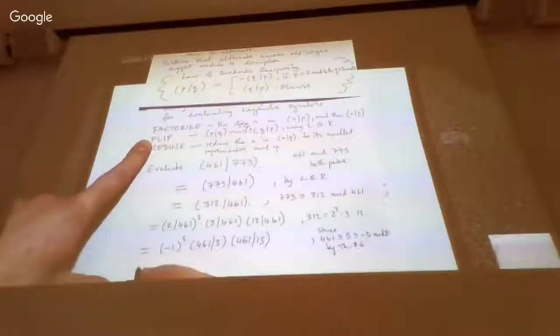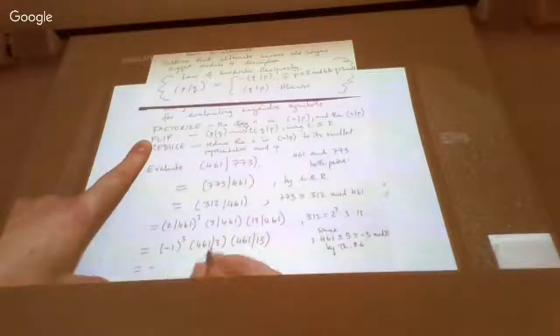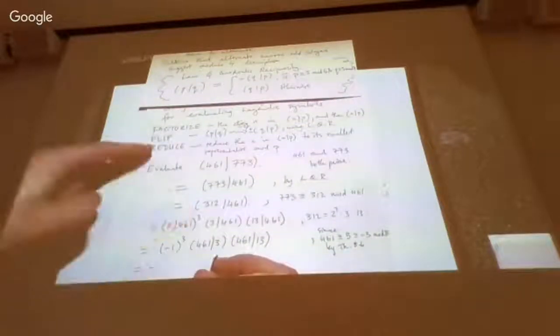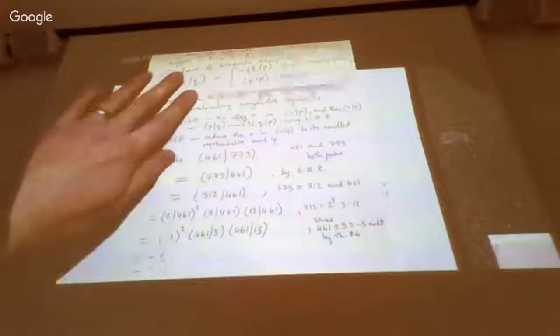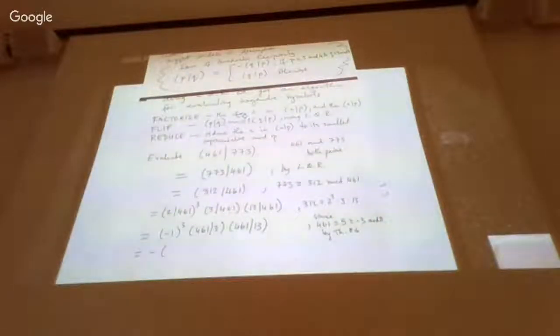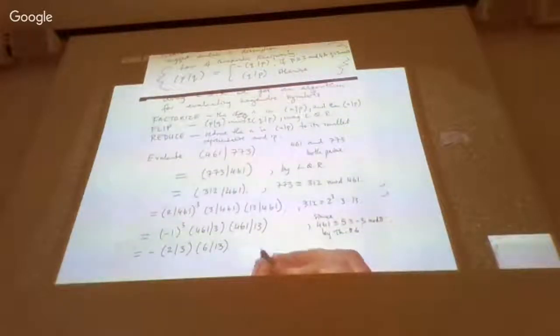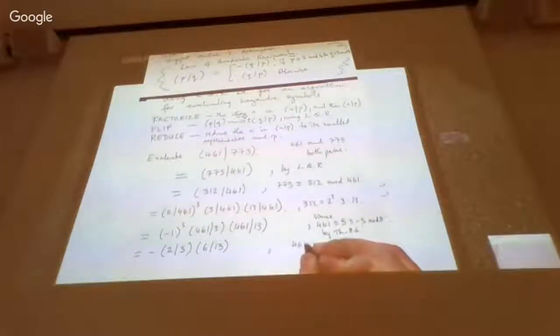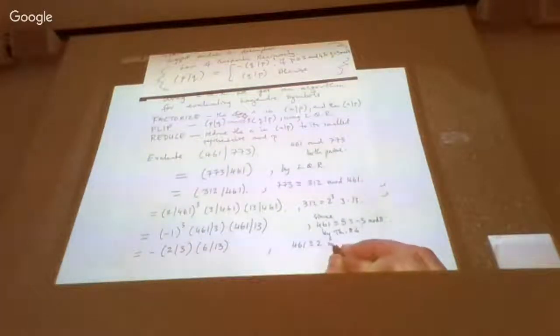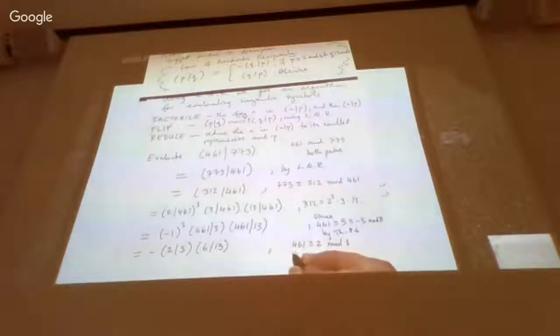Minus 1 cubed is minus 1. Now we reduce. What is 461 modulo 3? It's 2 modulo 3. And 461 mod 13 is 6 modulo 13. So that's true since 461 is congruent to 2 mod 3, and 461 is congruent to 6 mod 13. Tiny Legendre symbols. You should be able to answer these quite quickly.